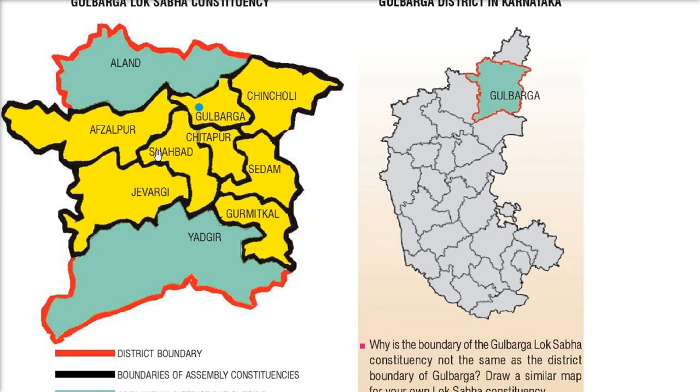You may argue that Afzalpur is so big. Why is Gulbarga so small, or Sahababad, or Gurmeetkal, whose area is less? This is because the population of Afzalpur will be roughly equal to that of Gurmeetkal. So this is the Gulbarga area which we are talking about.